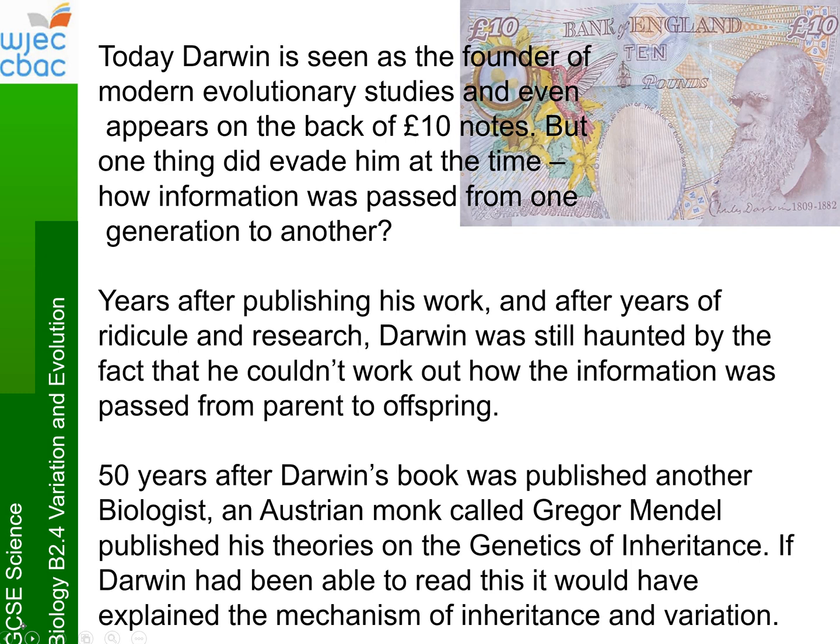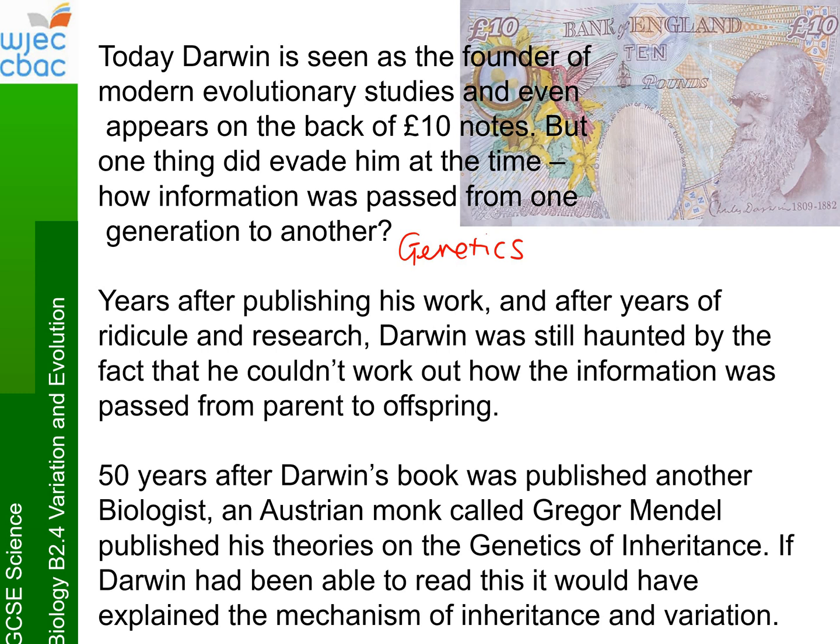But one thing did evade him at the time. How was information passed from one generation to another? He didn't understand about the genetics. It was years after publishing his work and after years of ridicule and research, Darwin was still haunted by the fact that he couldn't work out how the information was passed from parent to offspring.